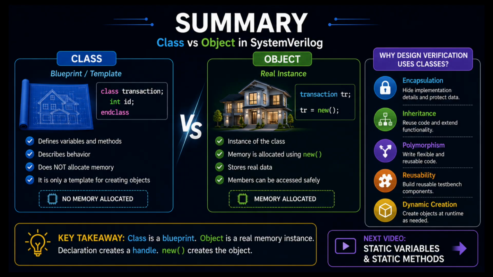In UVM and design verification, we use classes heavily because they support encapsulation, inheritance, and polymorphism. And that's why SystemVerilog supports object-oriented programming. Now that you clearly understand class versus object, in the next video we will talk about static variables and methods.